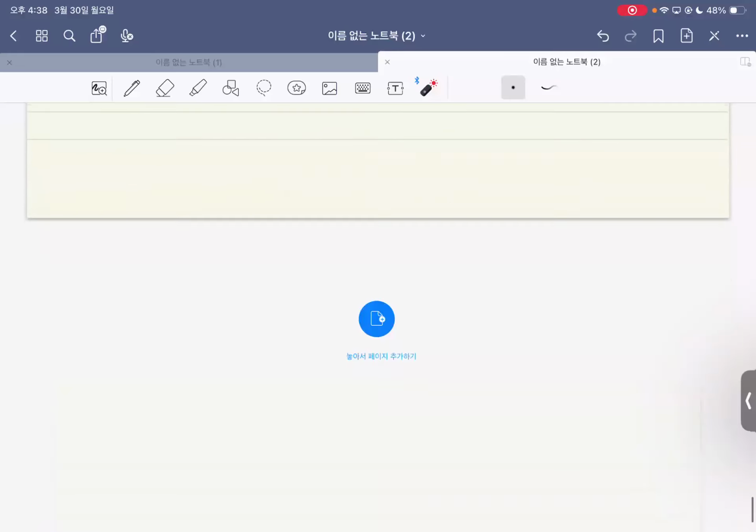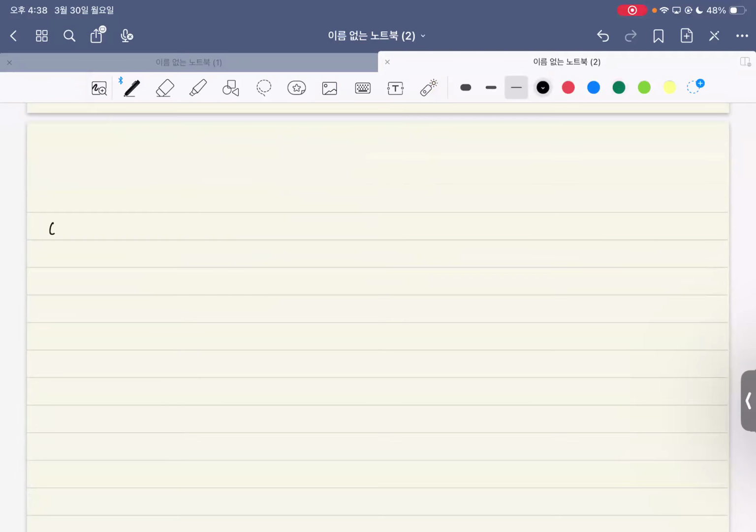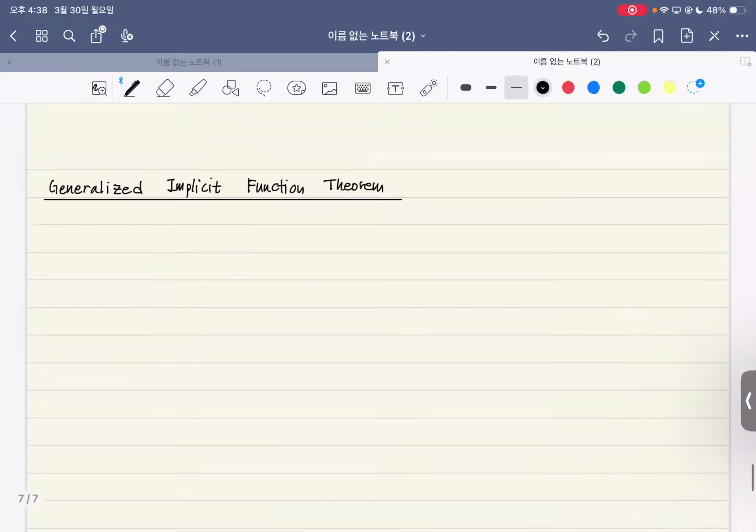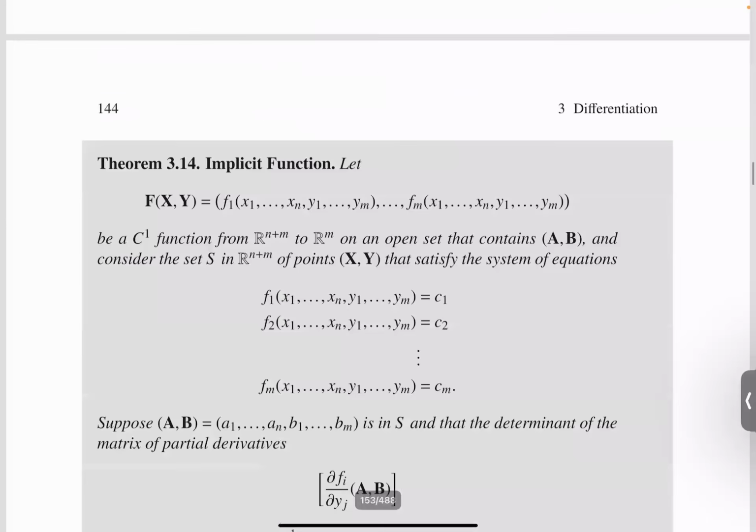Now, I have 7 minutes left, so it's time to do the generalized implicit function theorem. I guess this is the longest statement in this entire textbook.